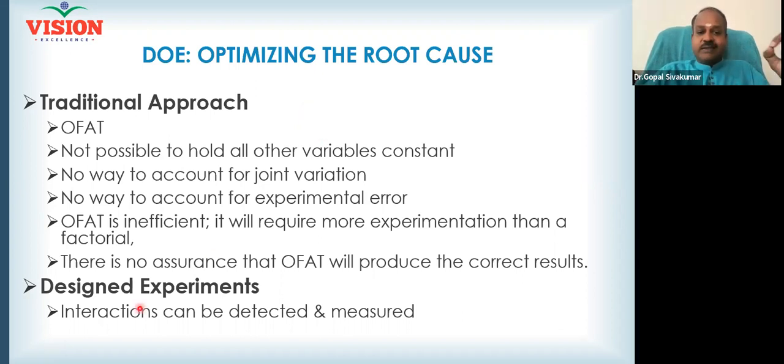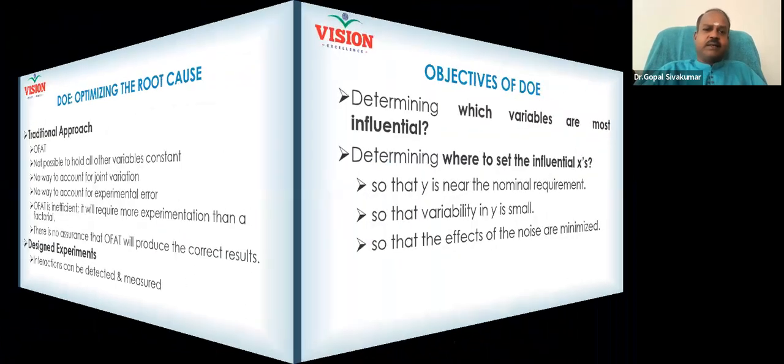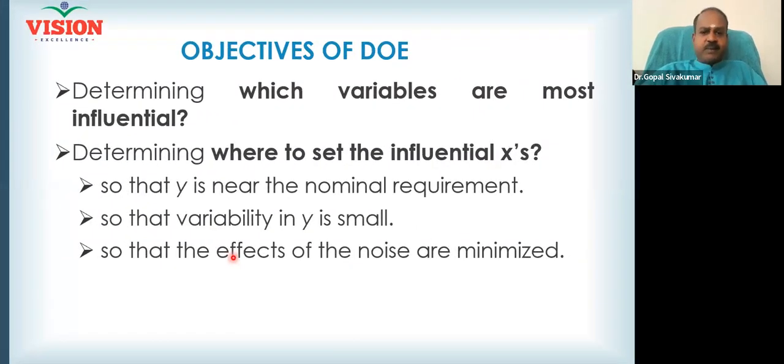So always interaction needs to be tested. Interaction can also be powerful. If interaction is powerful and you don't respect it, then you will not be able to optimize, right? And I'll explain interaction in a better manner in the upcoming slides. So the objective of DOE is that we are optimizing the Y. By setting the X, we are optimizing the Y.